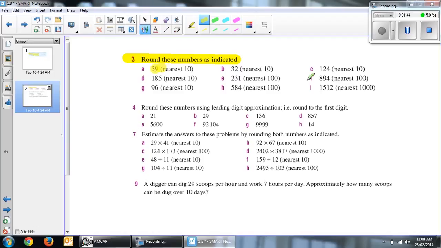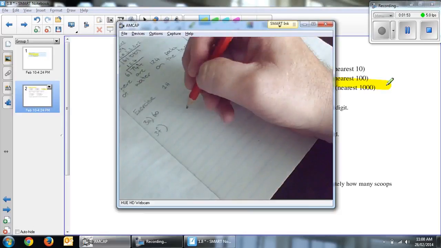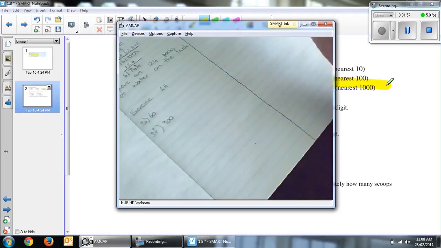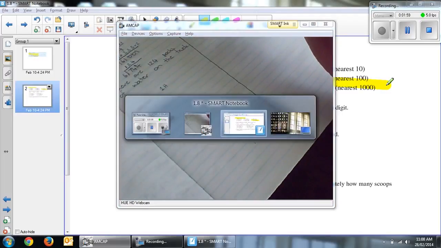Let's have a look at 3F, 894 to the nearest 100. Well, the closest 100 to 894 is 900. So that would be our answer there.